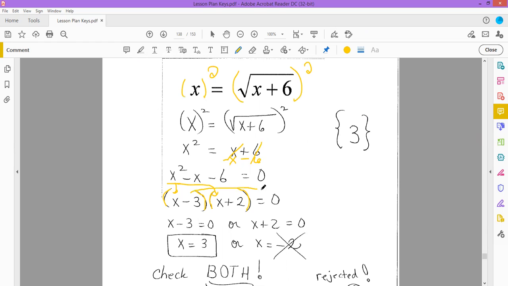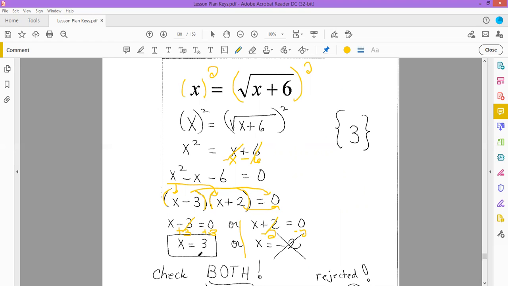Now remember, your next step is to take each of those factors and set them equal to 0 and solve. So that first factor on the left, x minus 3 equals 0, or the factor on the right, x plus 2 equals 0. We'll solve both of these equations. On the left, we're going to add 3 to both sides of the equation. We'll get x equals 3. And on the right, we're going to subtract 2 from both sides of the equation. We'll get x equals negative 2.